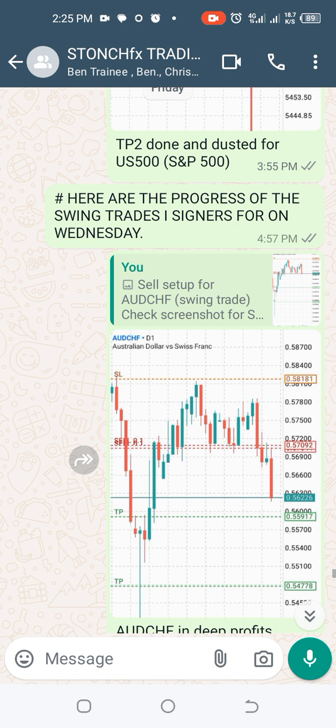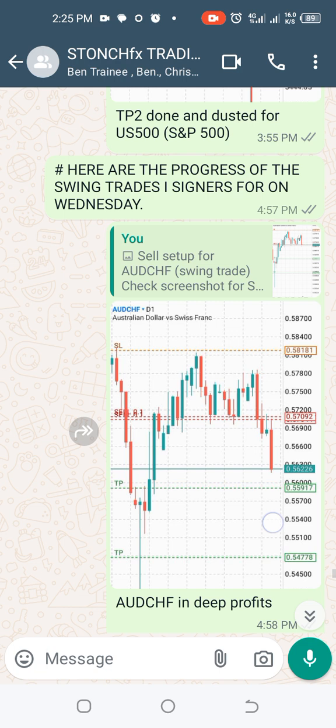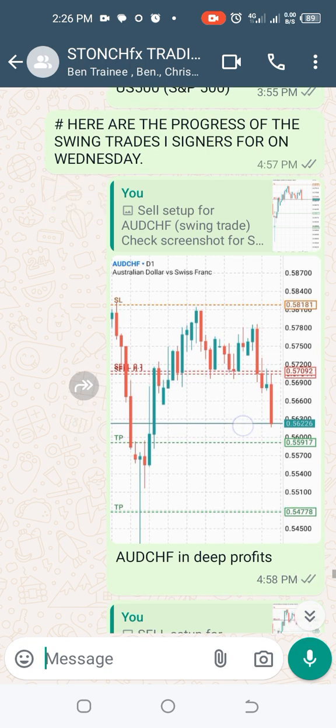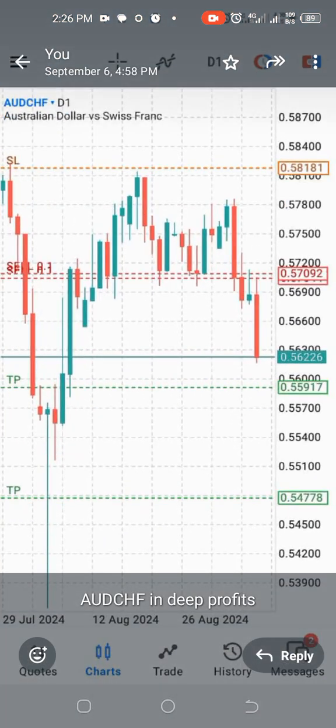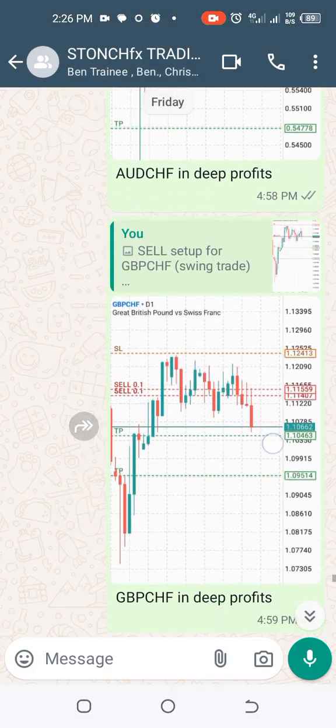And for the swing trades I gave earlier in the week, here's me giving an update. Here is the progress of the swing trade signals I gave on Wednesday. So this is how they are playing out.